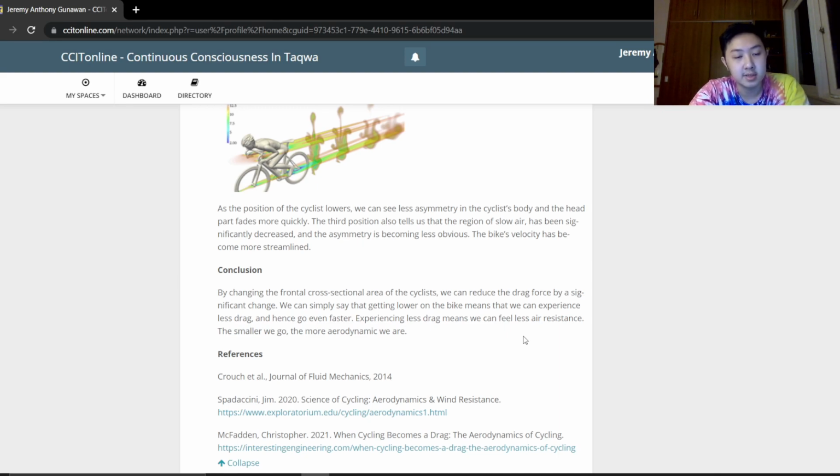And experiencing less drag means that we can feel less air resistance, and that means we can move forward even further and faster without giving too much effort. So we can increase the speed while lowering the effort. That's the aerodynamic efficiency of the bicycle.